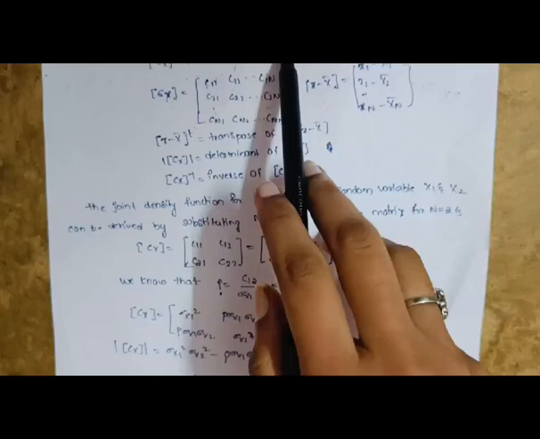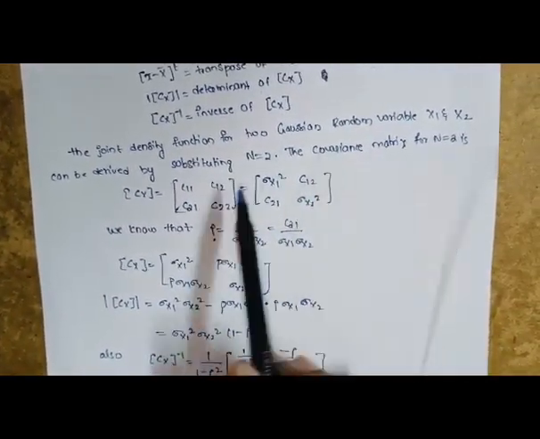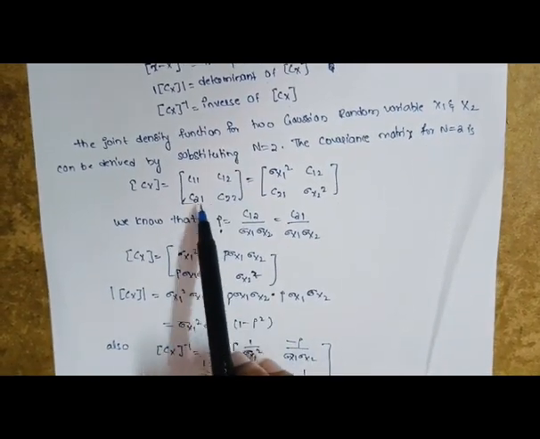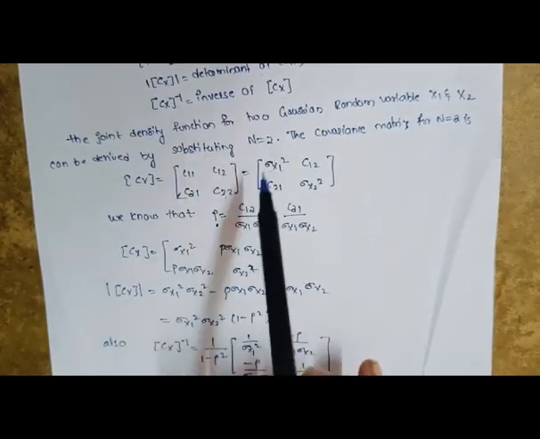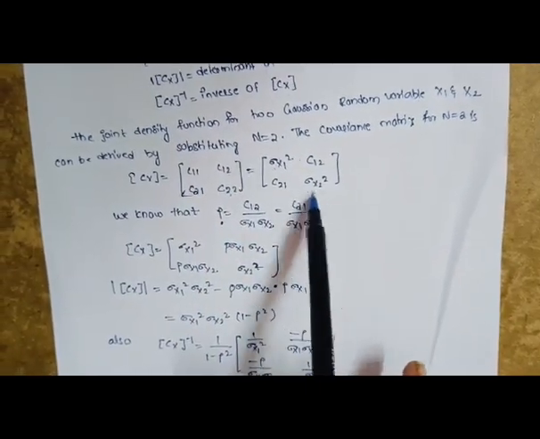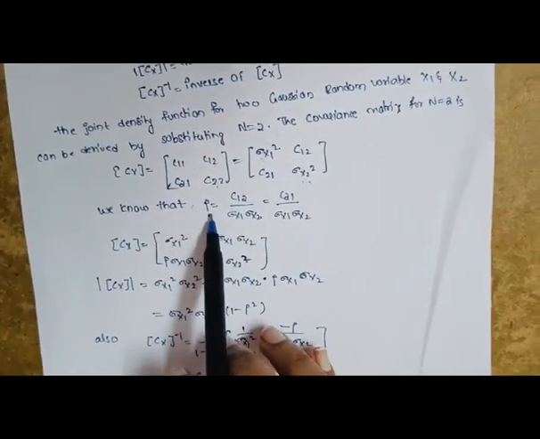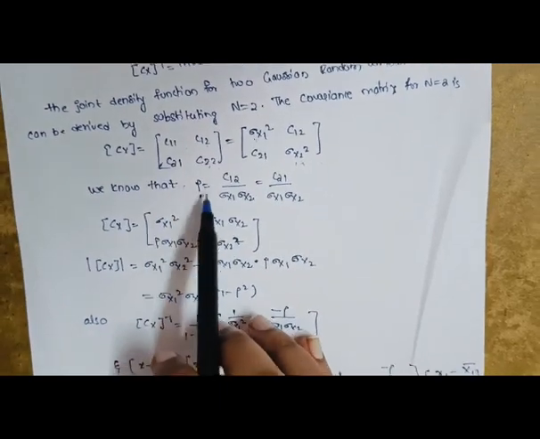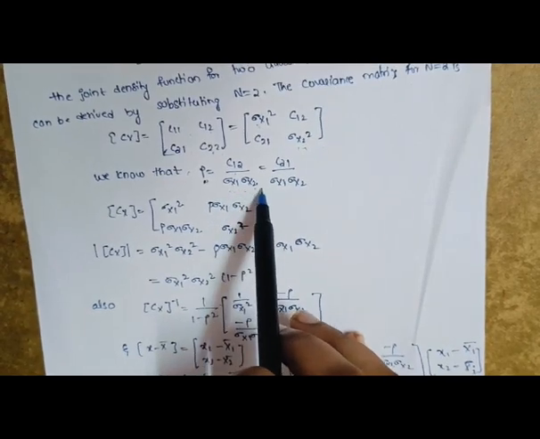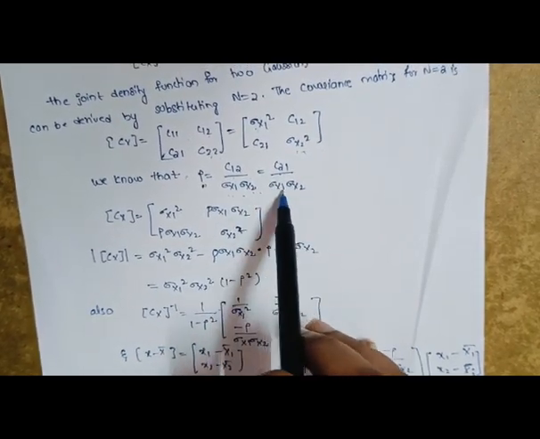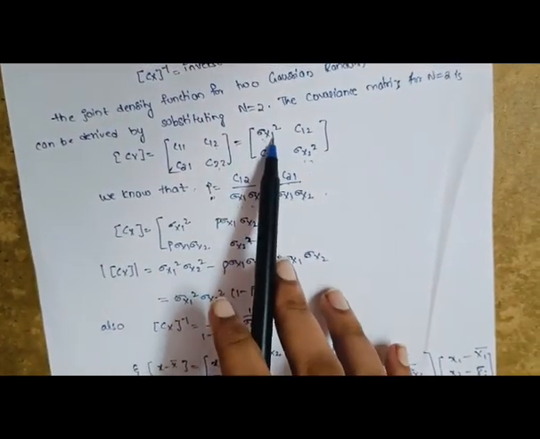The joint density function for two Gaussian random variables x1 and x2 can be derived by substituting n equal to 2 in this equation. The covariance matrix for n equal to 2 is C11, C12, C21, C22, where C11 equal to sigma x1 square and C22 equal to sigma x2 square, where sigma x1 square is nothing but the variance, and we know that rho, which is called the correlation coefficient, is equal to C12 by sigma x1 into sigma x2, which is also equal to C21 by sigma x1 into sigma x2.